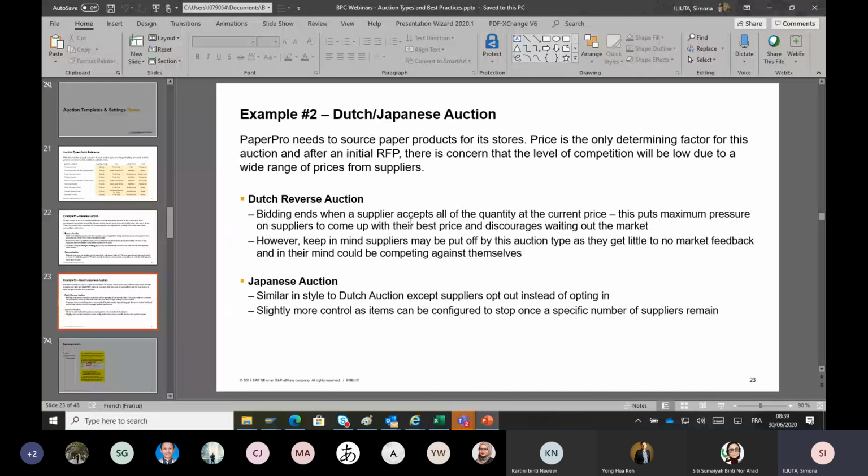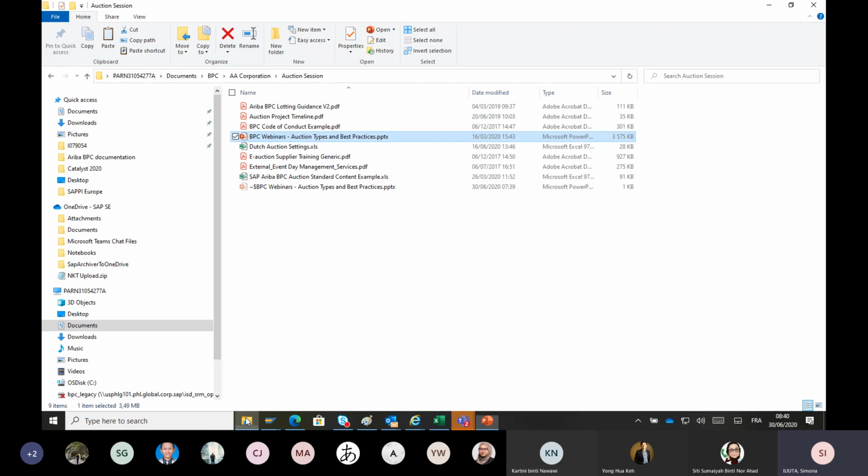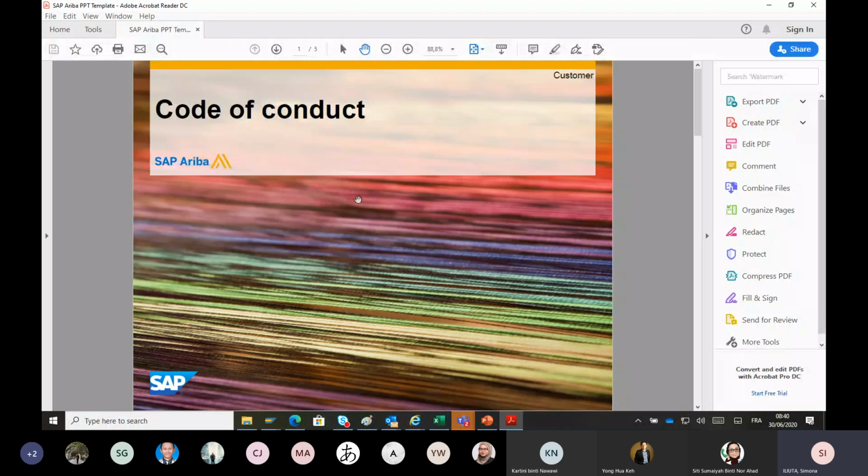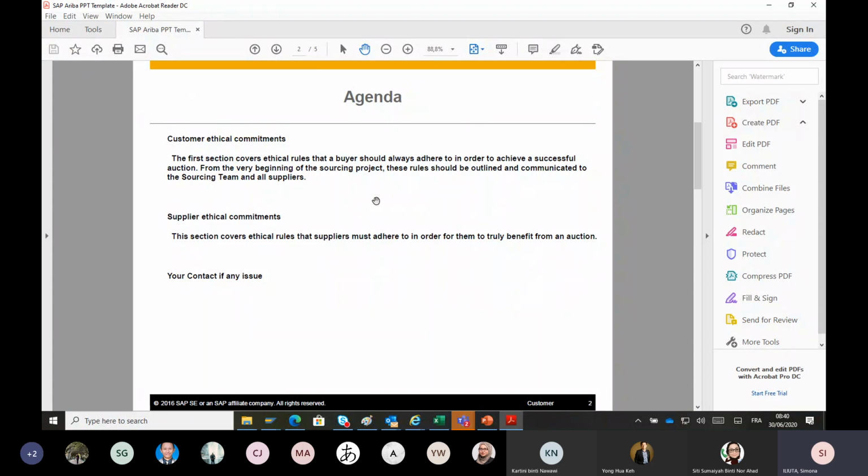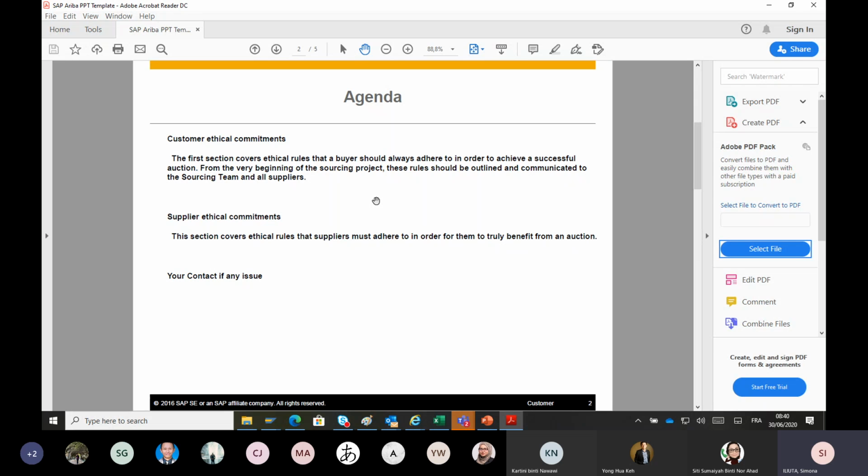So this is what I wanted to share with you in terms of best practices. This document and this presentation has mentioned several other documents, such as the Code of Conduct. The Code of Conduct is a document that I have available here. It's purely an example for you, but it's a document that you can include in your auction. You can have suppliers accept it as a prerequisite question, as a gate to the auction.